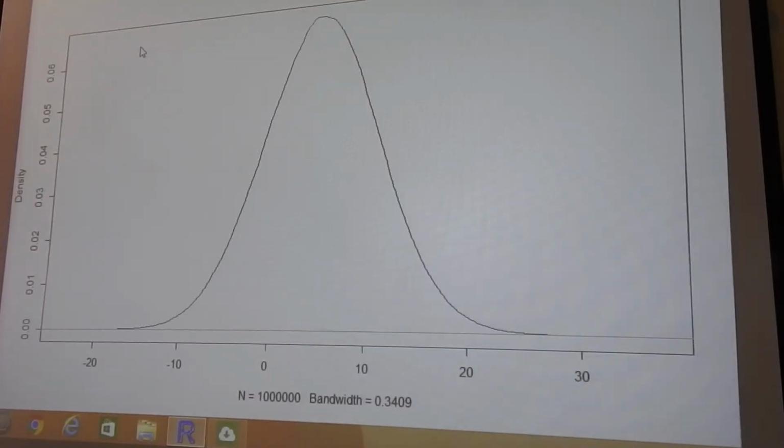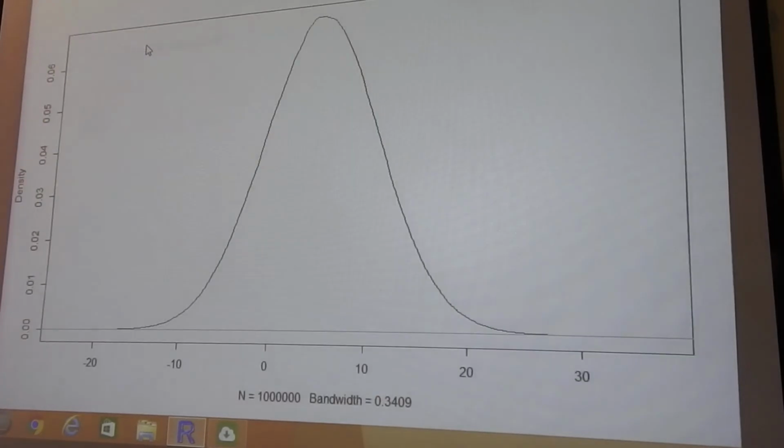Okay, now look at this picture. This is a picture of a normal distribution by definition, because that's how I've generated my data. Now, let me ask a question. Suppose I drew a straight line at -10.